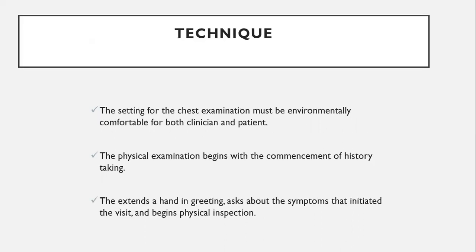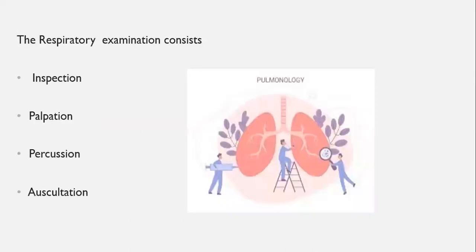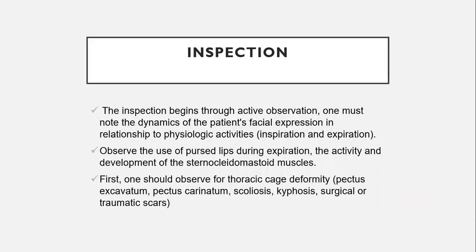The technique we use in the respiratory system examination is, first, we have a comfortable environment for both you and your patient. Then the physical examination begins with the first step, that is history taking. Then you notice the symptoms when the patient comes into your room, and when he's comfortable, start the physical examination. The respiratory system examination consists of inspection, palpation, percussion, and auscultation. And now I'm telling you what is inspection.